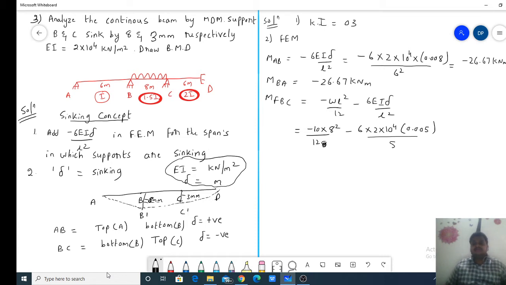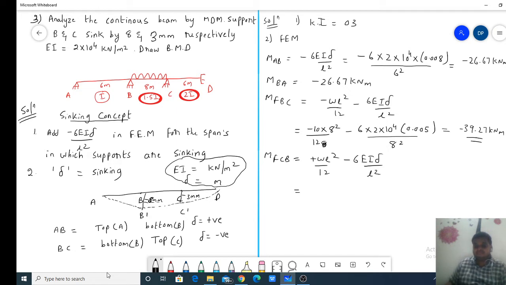For BC it is 8, so this is 8 square. Now calculate this. Now with respect to this, the value will become how much? This is BC, this is minus 39.27, right? This is BC. Now with respect to MFCB, the formula will be plus WL square upon 12, right, and minus 6 EI delta upon L square.